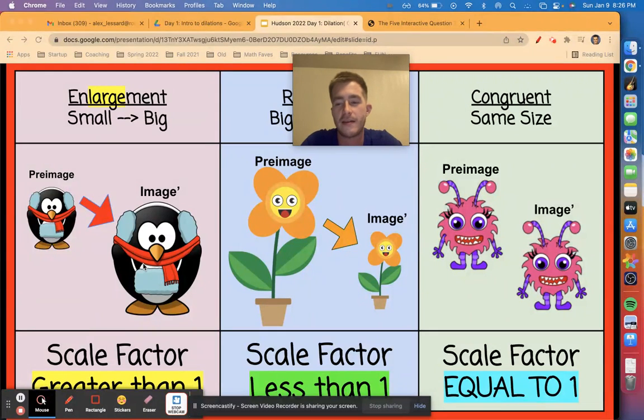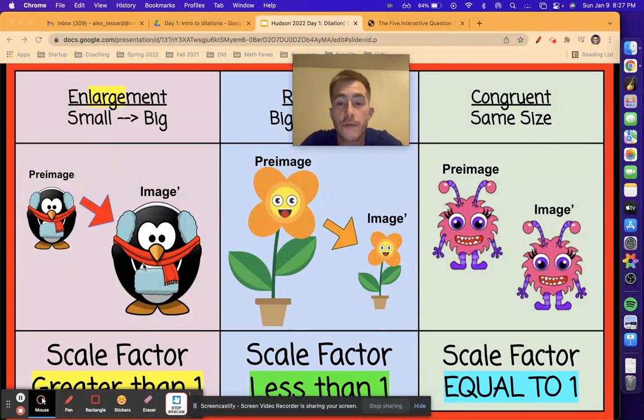Congruent. We've seen this word before. Congruent means the same size. Now, as you can see, this little, I don't know what you call it, pink, fuzzy little monster thing is the same size. It's congruent. That means the scale factor equal to 1. If I times my own weight by 1, I don't change at all. Whenever I multiply something times 1, it does not change. That means it is congruent.